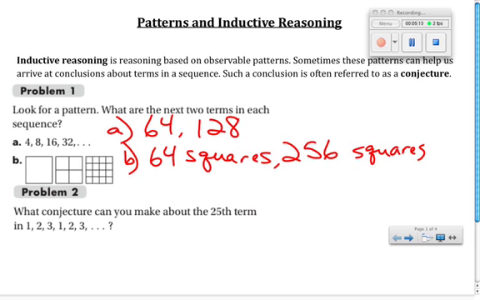So, the process, the strategy that I want you to employ is to first figure out how many terms we go through before we repeat. So how many terms are in this repeating sequence? 3. There's 3 repeating terms.